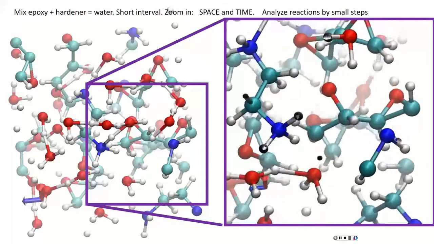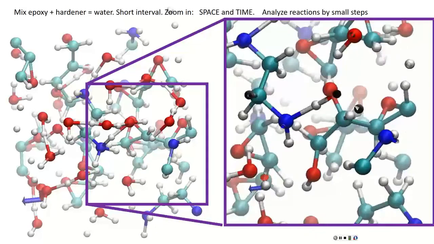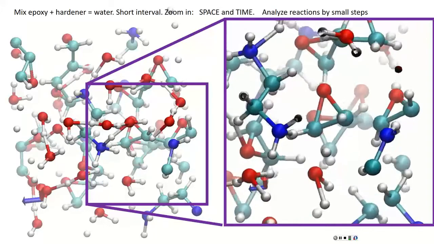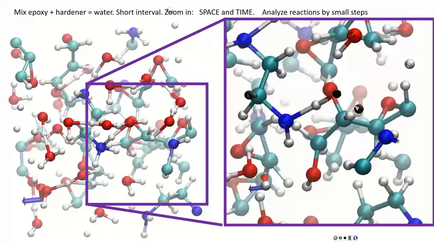Heat. Would it break without water? The reaction can occur by itself. The amine acts as a nucleophile and attacks the epoxy ring.